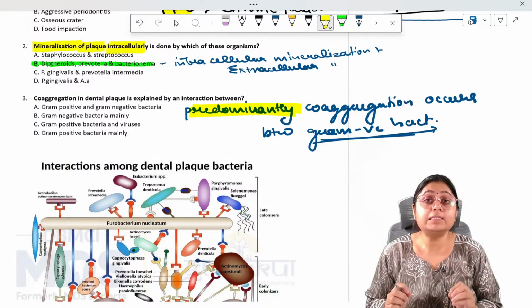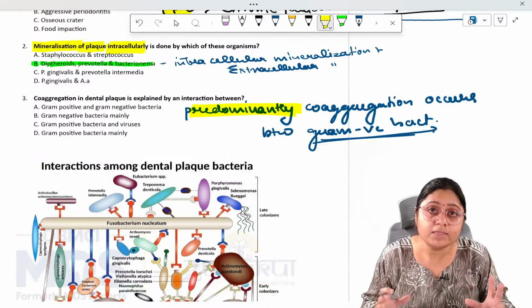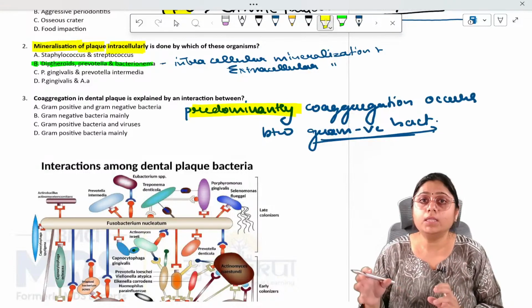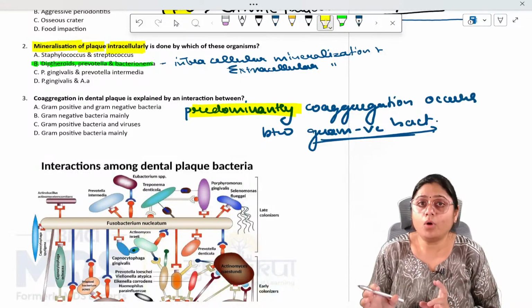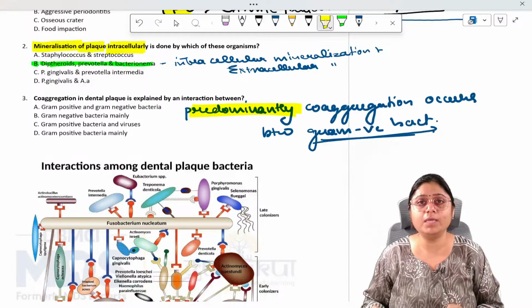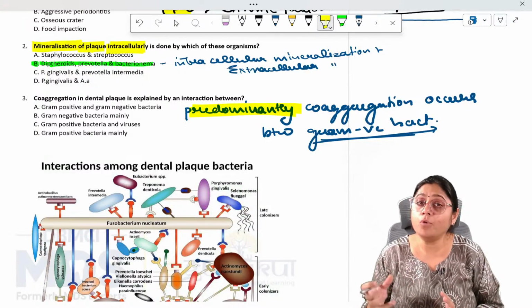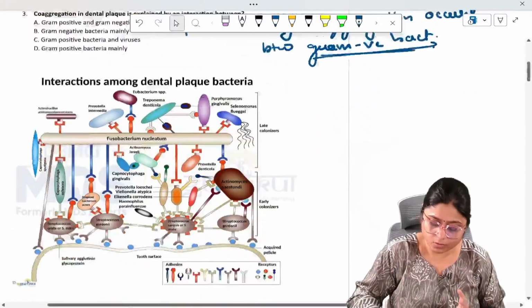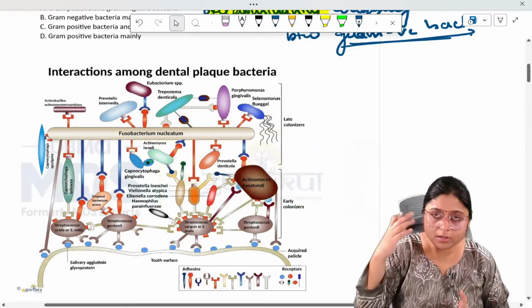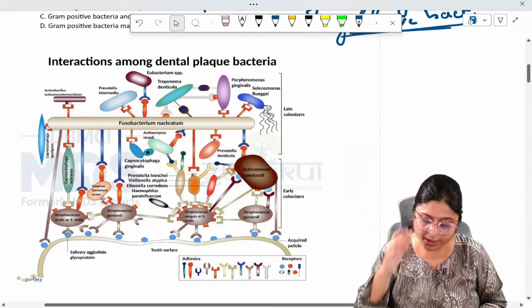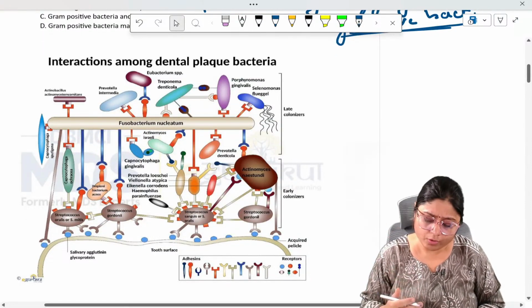Coaggregation is a highly specific stereochemical interaction between the protein and carbohydrate molecules which are present on the bacteria. What are these protein or carbohydrate molecules? They are the receptors. Okay, so here just to refresh your memory about what coaggregation is, all of you have studied this.